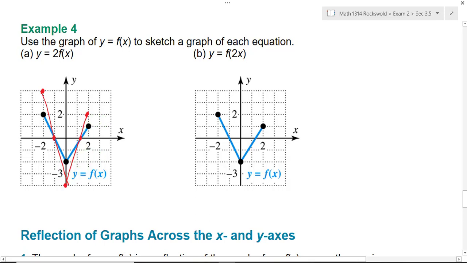We've stretched everything vertically. On this one, the 2 is inside the parent function now, so this is going to be a horizontal stretch or shrink.